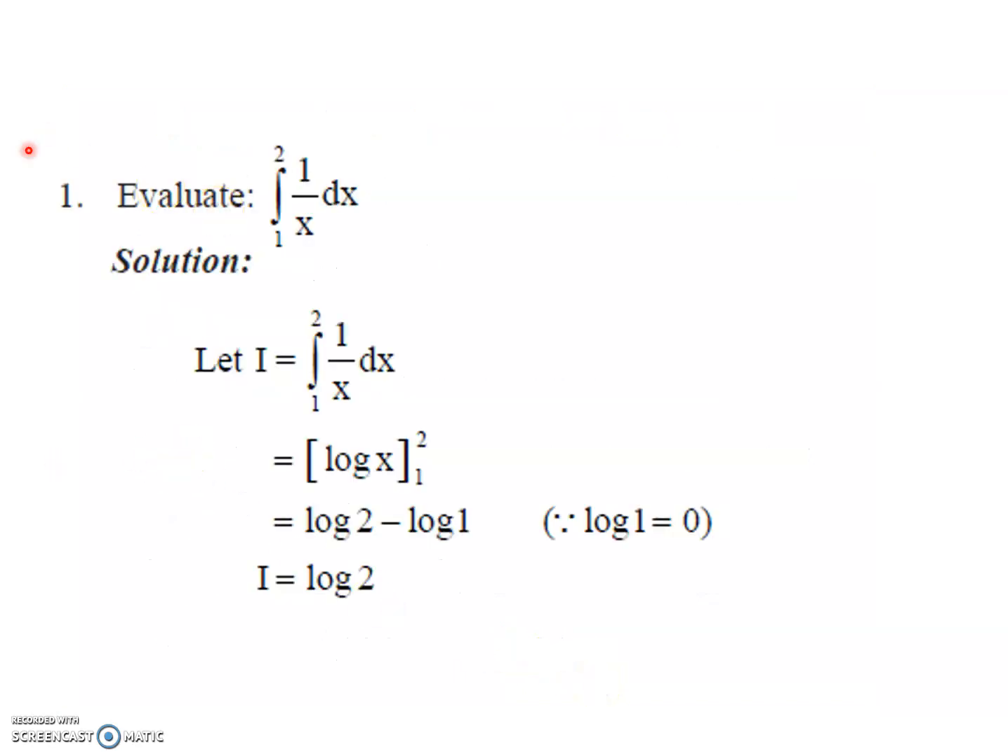We take examples based on such definite integration formats. Lower limit 1, upper limit 2, 1 upon x dx. We know that the integration of 1 upon x is log x, upper limit 2, lower limit 1. Instead of x, we have to put 2: log of 2 minus log of 1. We know that log of 1 is always 0. That means we derive the final value of I is equal to log of 2.